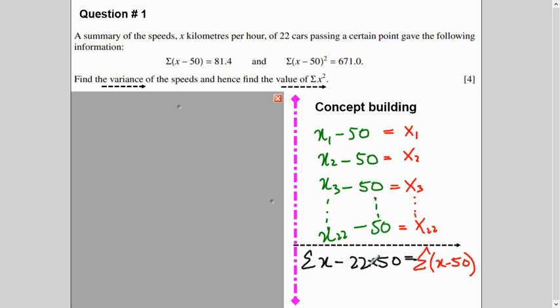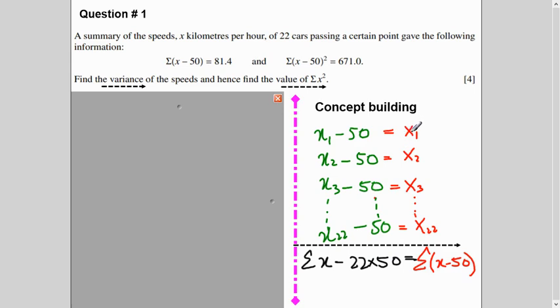So basically, overall, what are you subtracting? How many times are you subtracting 50? 22 times, right? Because there are 22 data. So you can say minus 22 multiplied by 50. So whatever the sum is of the original data, you can directly do minus 22 into 50.